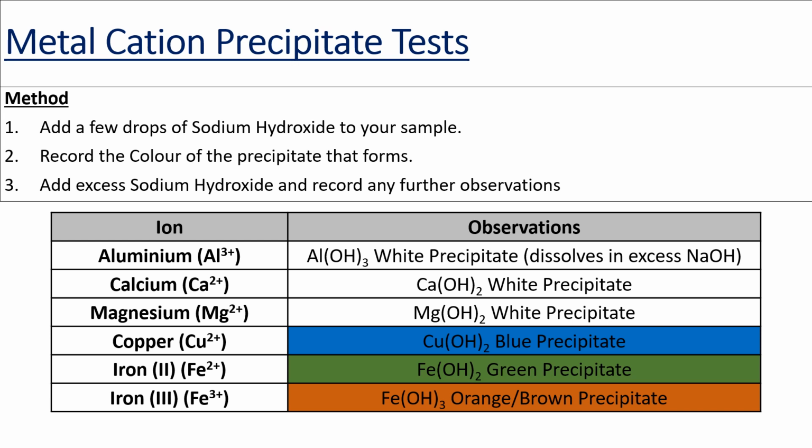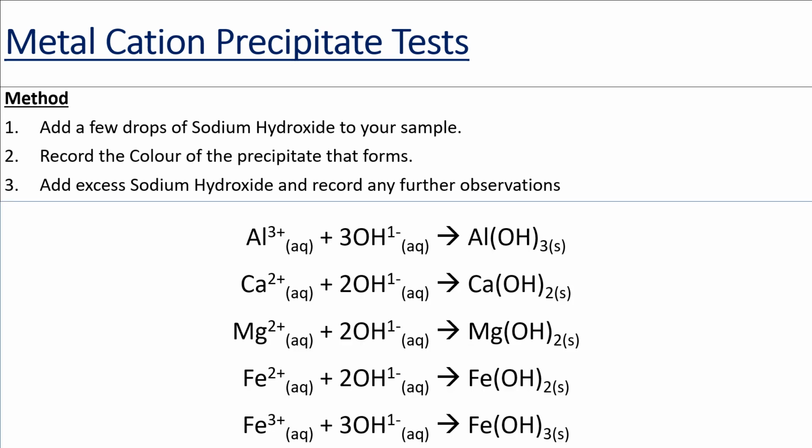So the copper 2+ forms a blue precipitate when you add sodium hydroxide. The iron 2+ forms a green precipitate when you add sodium hydroxide, and the iron 3+ will form an orangey brown precipitate, sort of rusty coloured precipitate when you add sodium hydroxide. And these are the ionic equations for the formations of those precipitates. So we have the aqueous metal solutions, and we have the aqueous hydroxide ions, which obviously come from the sodium hydroxide, and we're forming these insoluble precipitates.